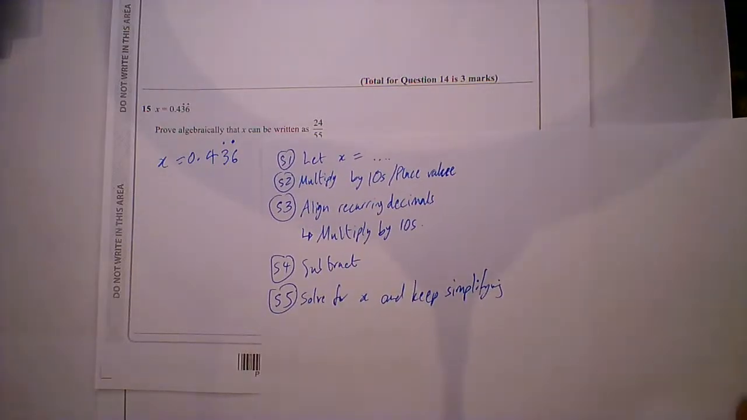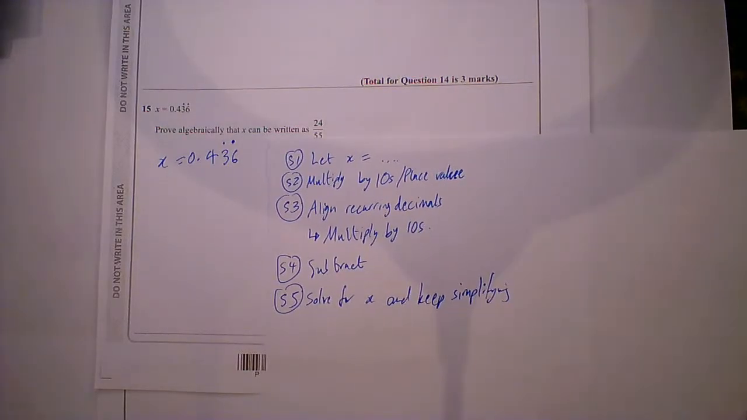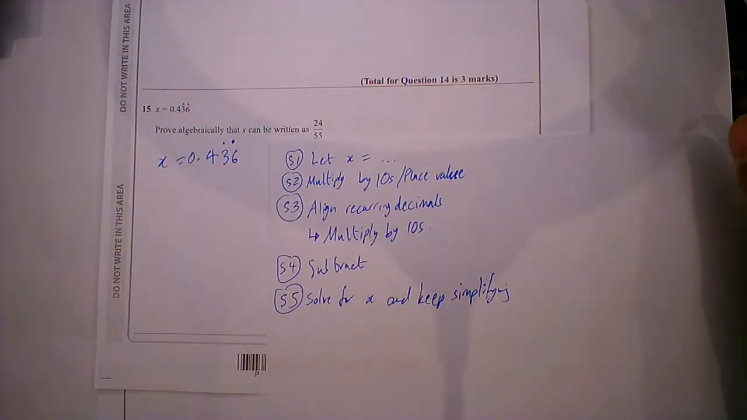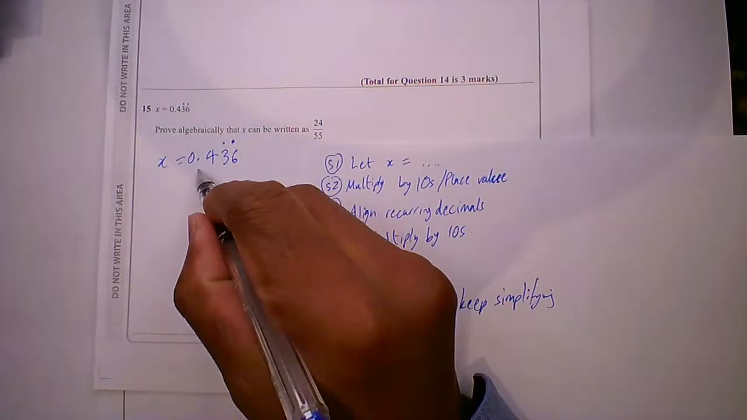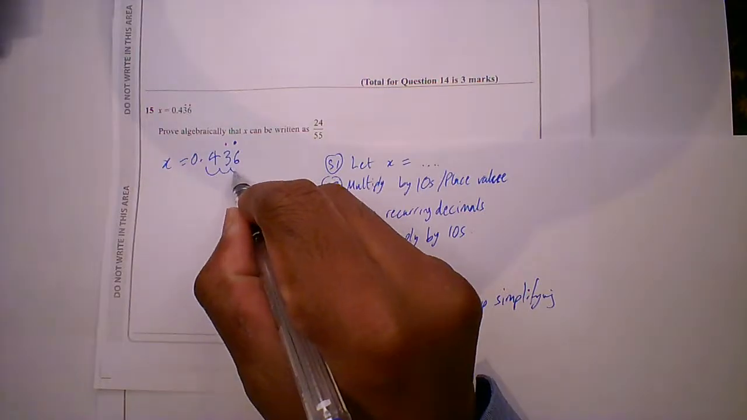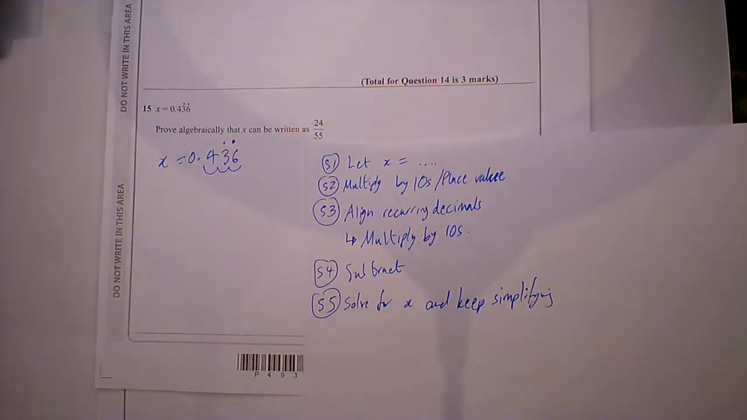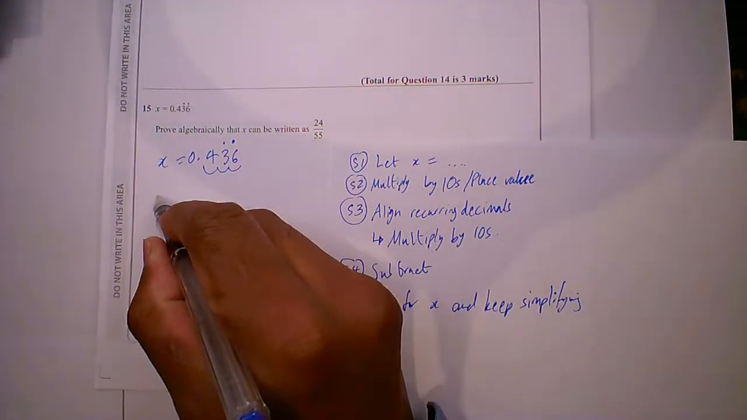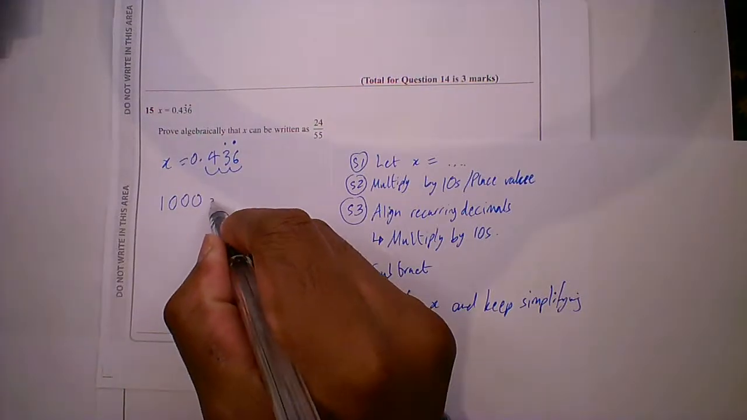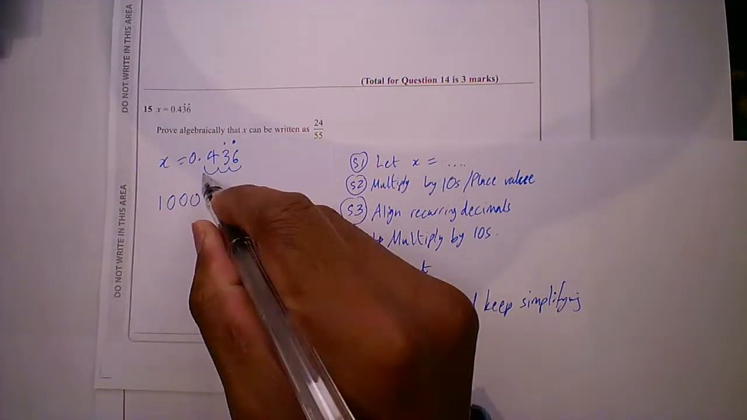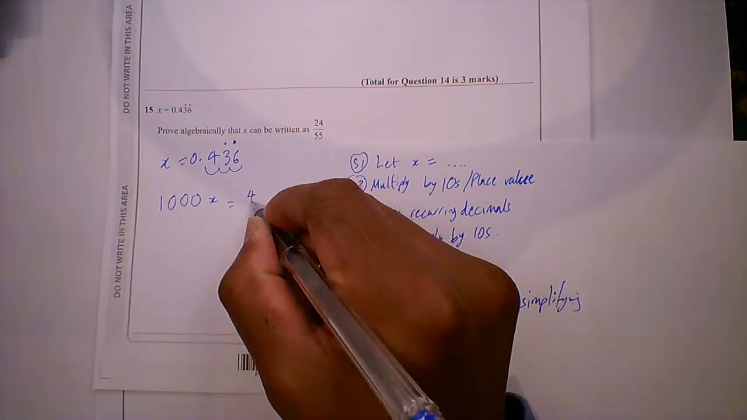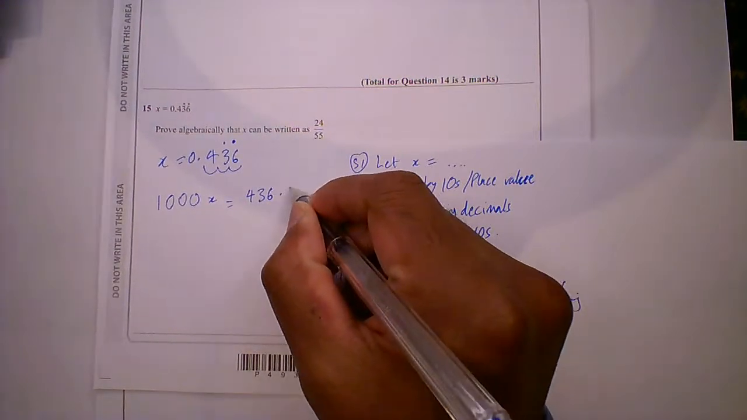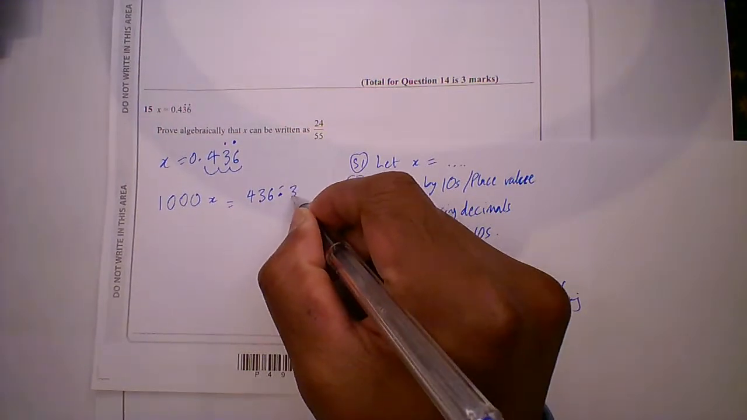Okay, same thing again. Let's get our steps. So step 1, we've got x as that. Now I need to see how many place values I've got so that I can move it across. So that is 3 place values. So that's going to be 1000x equals, when this jumps across, this becomes 436.36.